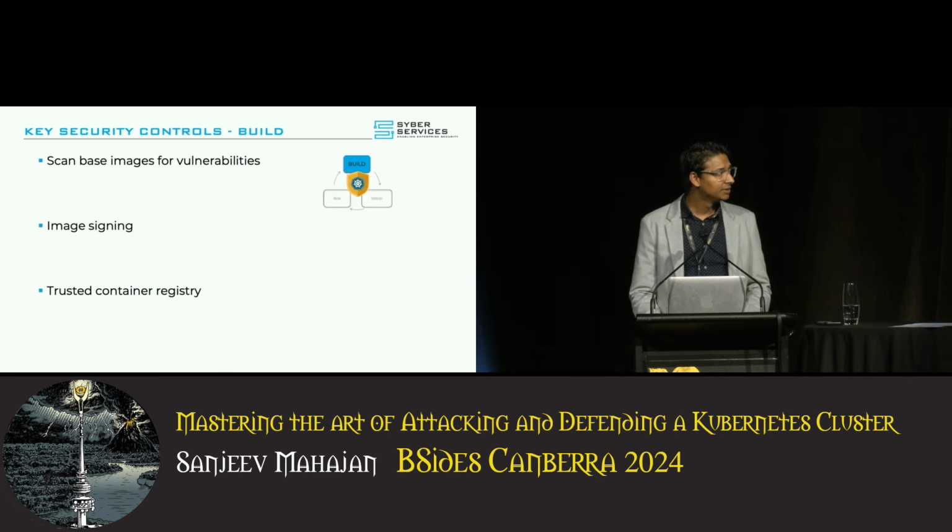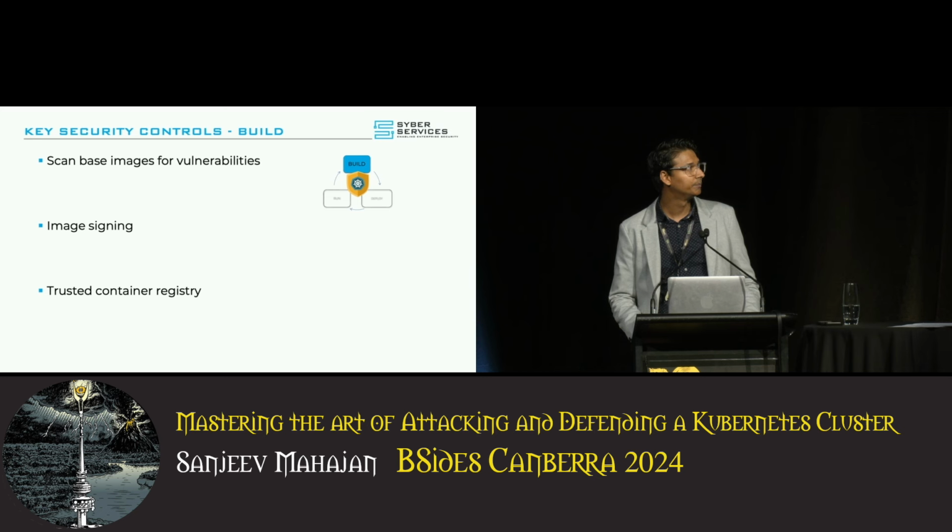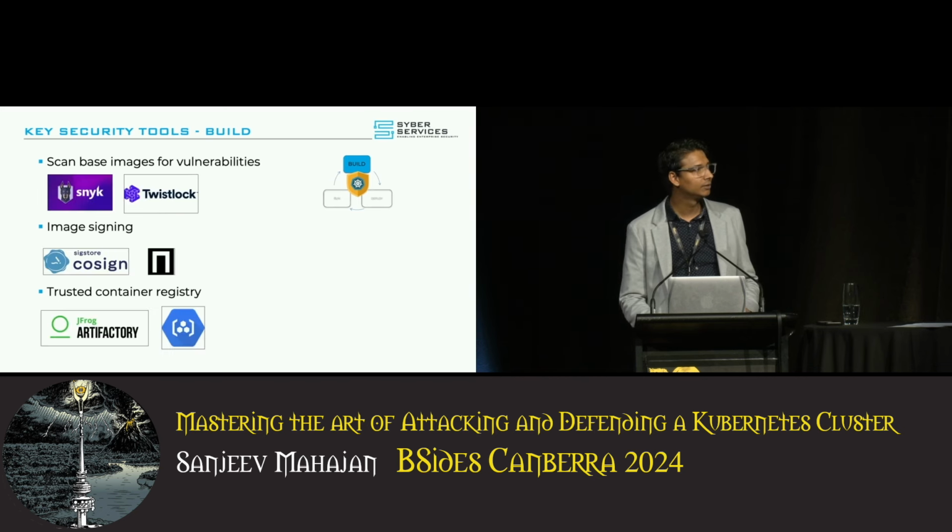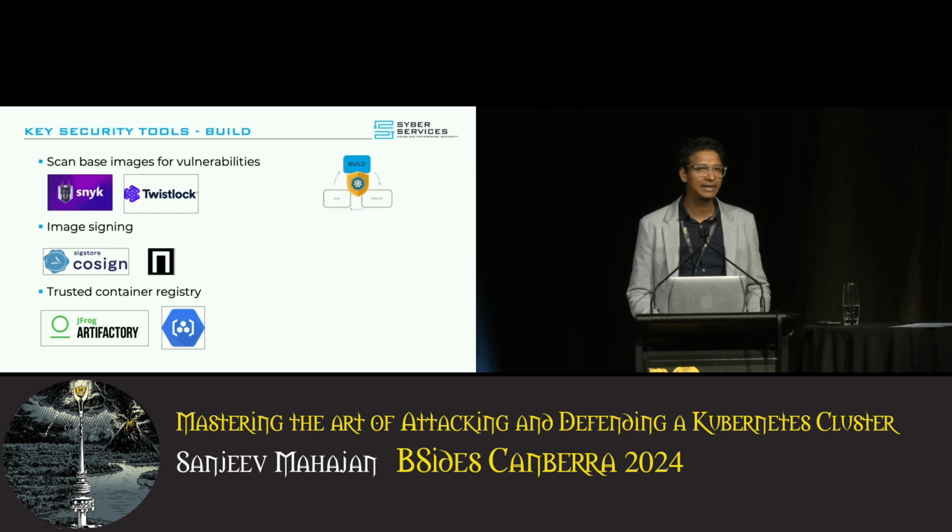Just conscious of time, I'll quickly skim through the key security controls, and these are not exhaustive, these are the most significant ones. In the build stage, you always have to make sure you scan your base images, because that's the pillar of your cluster, your container images. So always scan them for vulnerabilities, and the next step is to sign your images with digitally signed tools, and then push those digitally signed and vulnerability-checked images to your trusted container registry. Now, how do you do it? There are some tools you can see on the screen that can help you achieve those tasks. So that's the build stage.